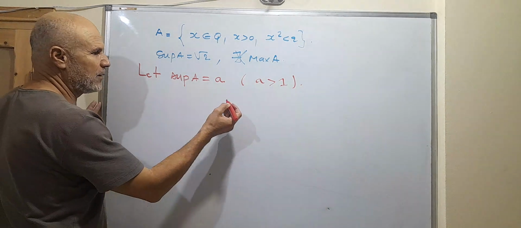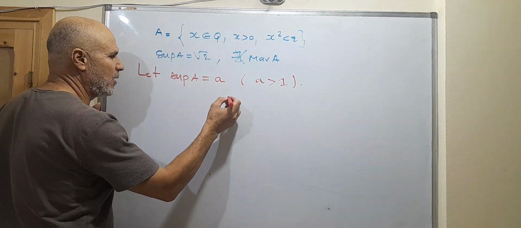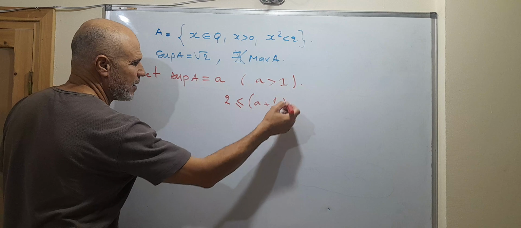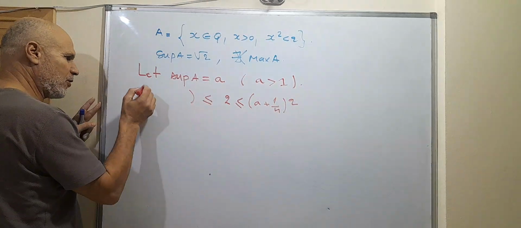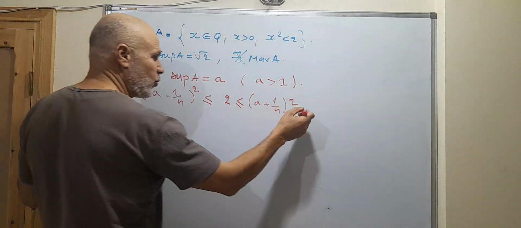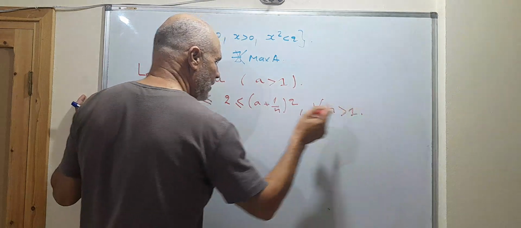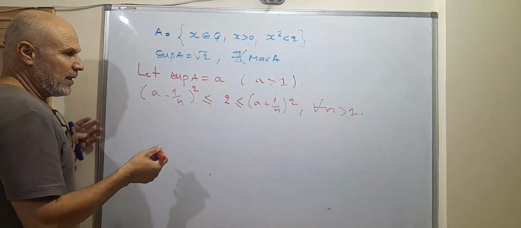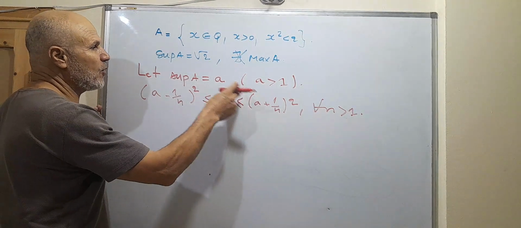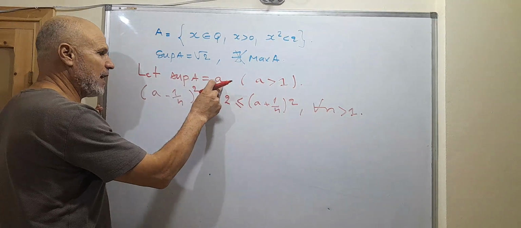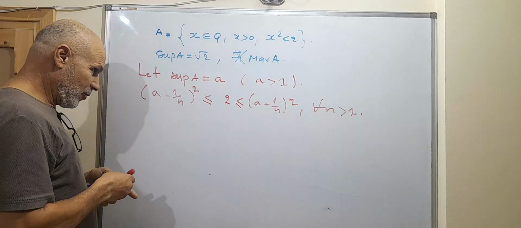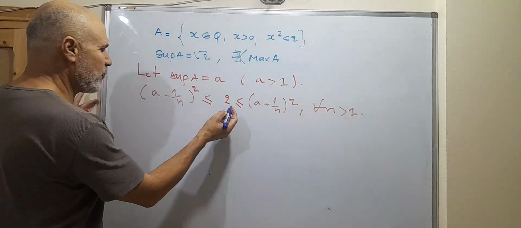We would like to prove that a minus 1 over n square is less than or equal to 2, and 2 is less than or equal to a plus 1 over n square, for all n greater than 1. This will give us that the supremum of A, which is equal to a, is equal to the square root of 2. We aim to prove this double inequality. We will start with the simple one, this one.